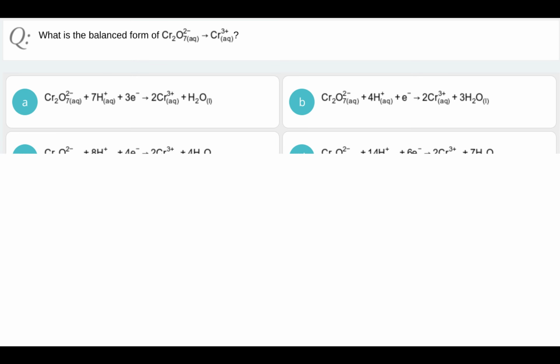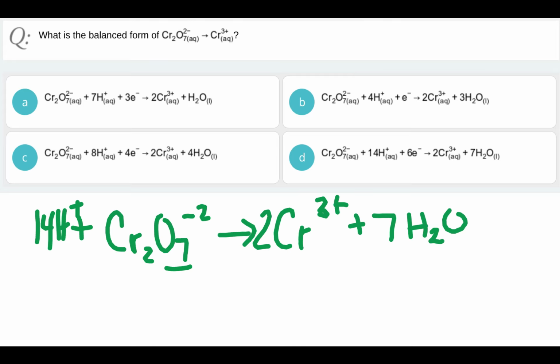So if you're balancing in acidic conditions, there are a series of steps you want to follow. The first step is to balance any atom other than oxygen or hydrogen. So we'll do that by adding in a 2. Then you want to balance out oxygens by adding in water. So if you have 7 oxygens on the left-hand side, we will add in 7 water molecules on the right-hand side. After that, we add in hydrogens to balance out the hydrogens that were added in for water. So 7 times 2 gives you 14, and we will put 14 hydrogen ions on the left-hand side.